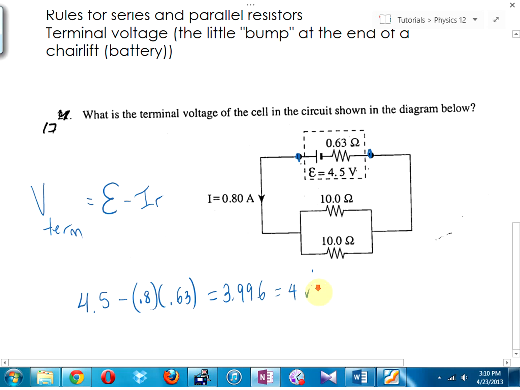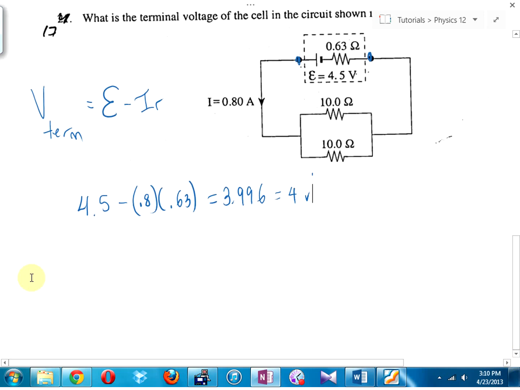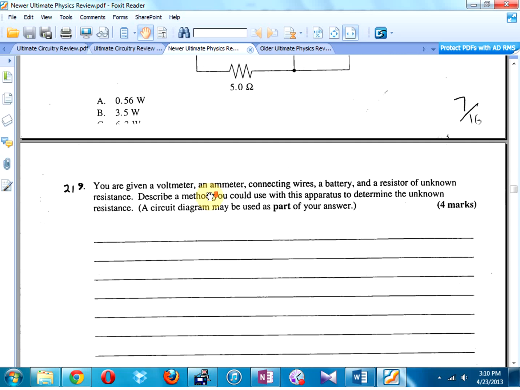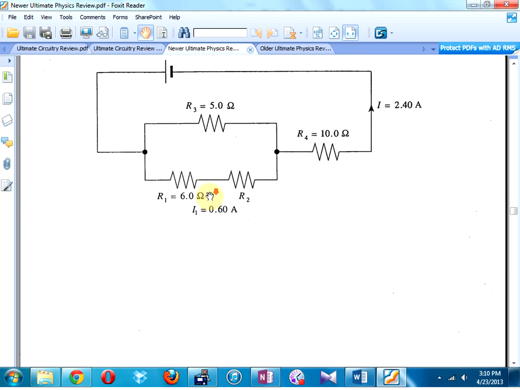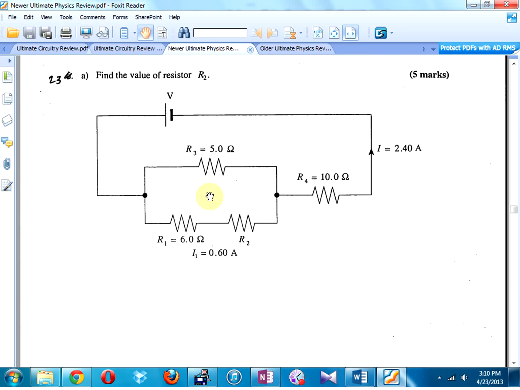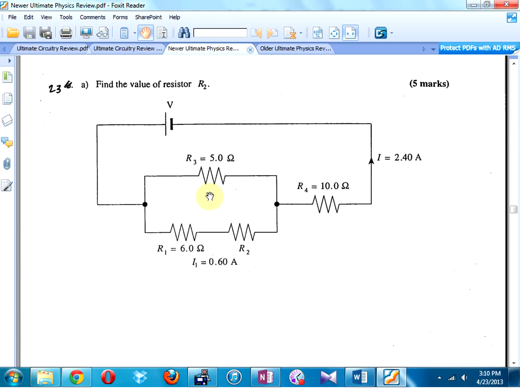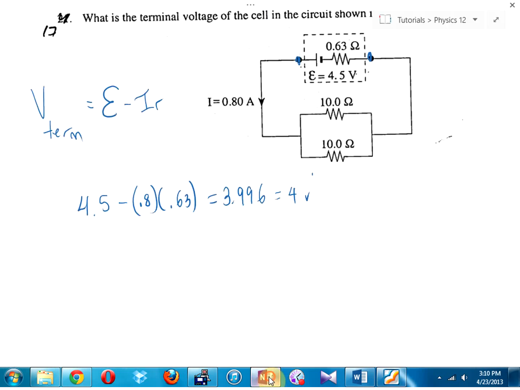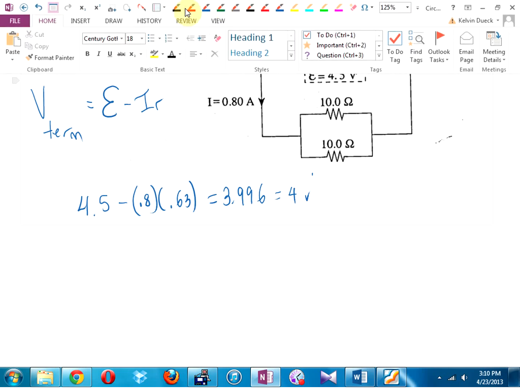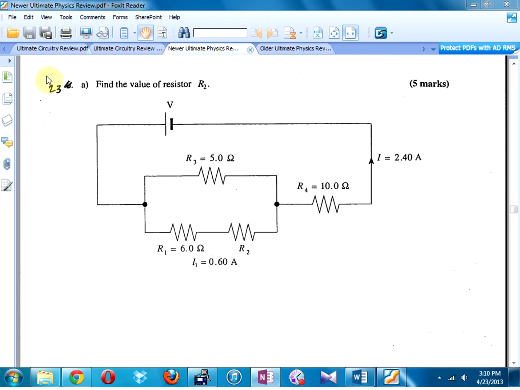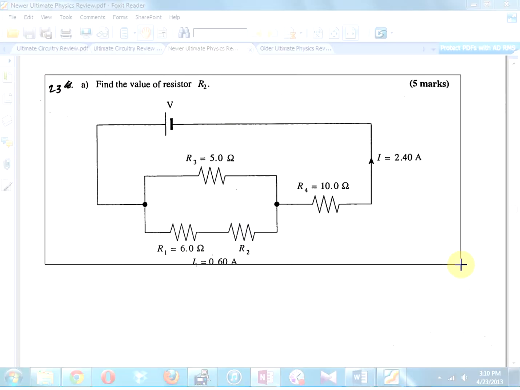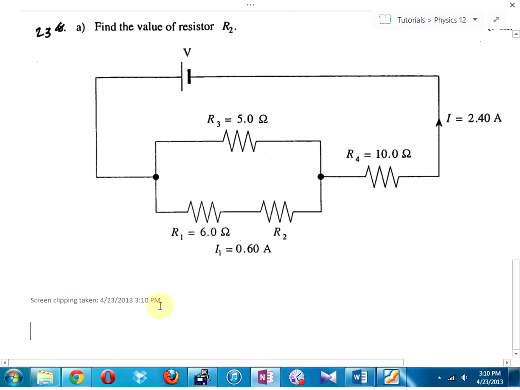Okay. Let me look at another one here. Apparently I liked 25. Why did I like 25? Well, hey, let's try this one. 23. We'll just do some and you can talk me through them. I don't think you guys have this one on your actual review. And a little twist, asking you to find a resistor.